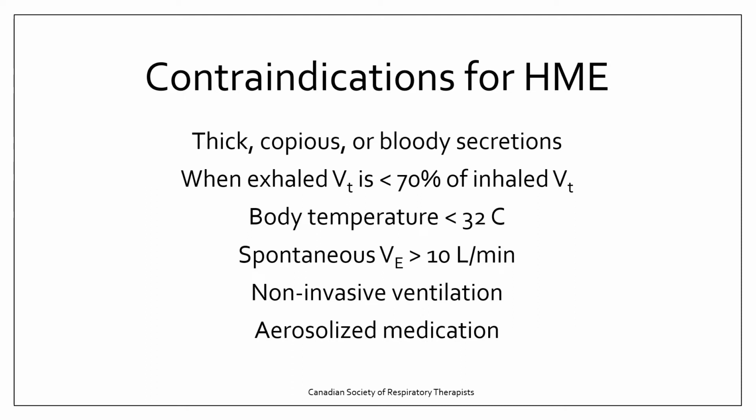If their exhaled tidal volume is less than 70% of their inhaled tidal volume, so if they have some sort of a leak, then you're going to want to use active humidity instead of an HME. Remember, heat moisture exchangers only work by the exhaled gas trapping within that heat moisture exchanger and then heating up the new inhaled gas. So if a patient's body temperature is less than 32 degrees Celsius, we're going to want to use active humidity. If their spontaneous minute ventilation is greater than 10 liters per minute, we're going to want to use active humidity. We may overwhelm the HME when we're using tidal volumes that large.